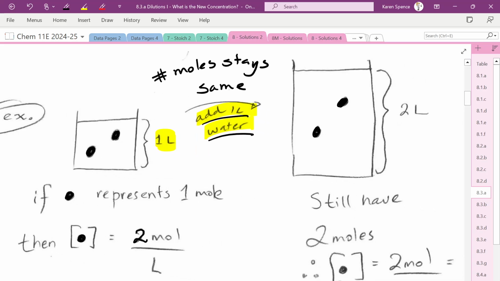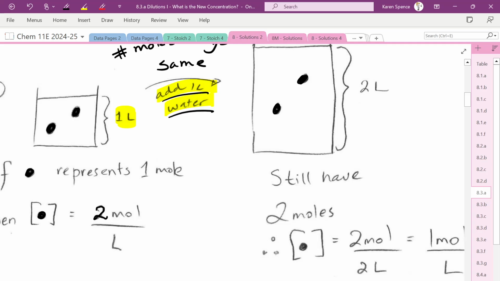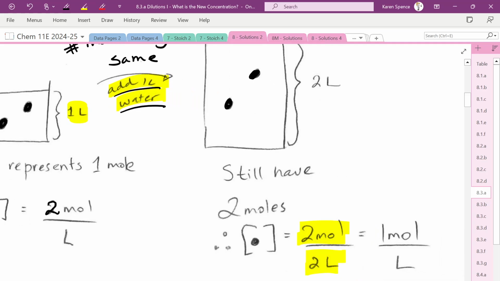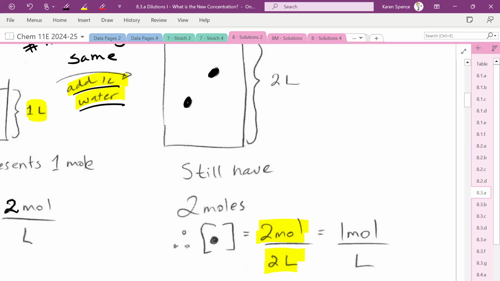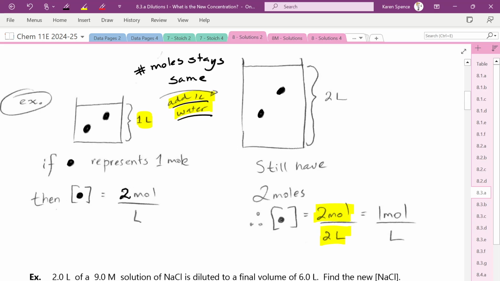So if we want to find our new concentration, that's going to now be, instead of 2 moles in 1 liter, 2 moles in 2 liters. And if we have 2 moles in 2 liters, that's just equal to 1 mole per liter, right? So the trick is, basically what we do is number 1, we find the moles. And number 2, we divide by the final volume.